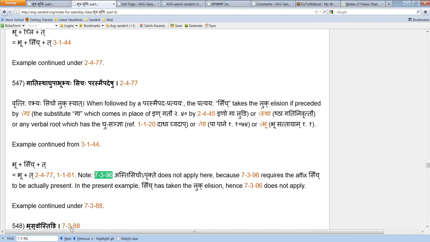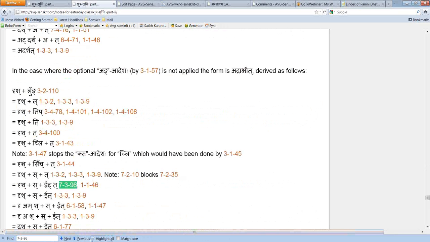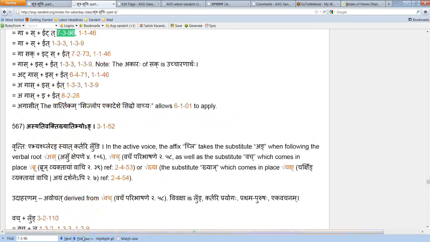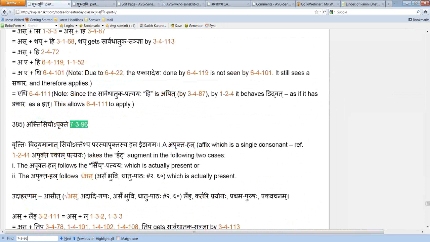Sisicho prukte. Okay, this was coming here. Oh, I know what it is. I'm sorry. Sisicho prukte says that vidyamana sichaha astescha parasya pruktasya halaha idagamaha. So basically after applying itascha, the tip and sip, they become takara, sakaraha, aprukta ekal pratyaha become a single letter pratyaha, and therefore the takara or sakara, after anubandha lopa and itascha, they become takara, sakaraha. So they will take the idagamaha by this.